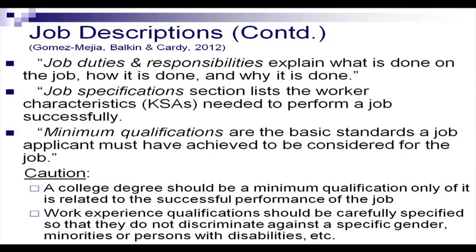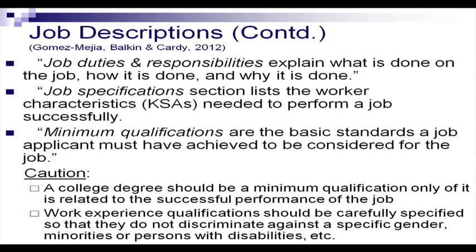Job duties and responsibilities explain what is done on the job, how it's done, why it is done. Job specification section lists the worker characteristics, knowledge, skills and abilities needed to perform a job successfully. And minimum qualifications are the basic standards a job applicant must have achieved to be considered for the job.